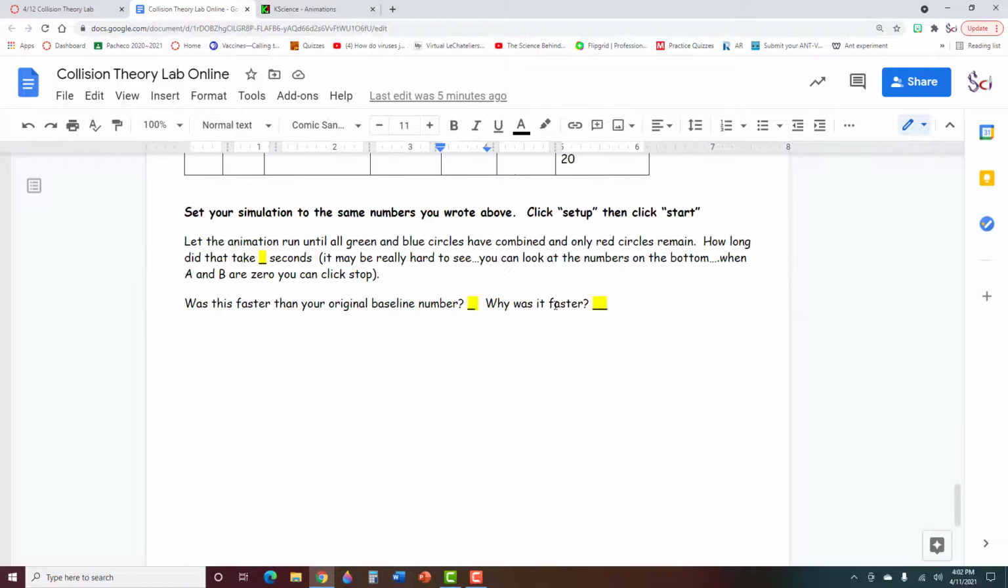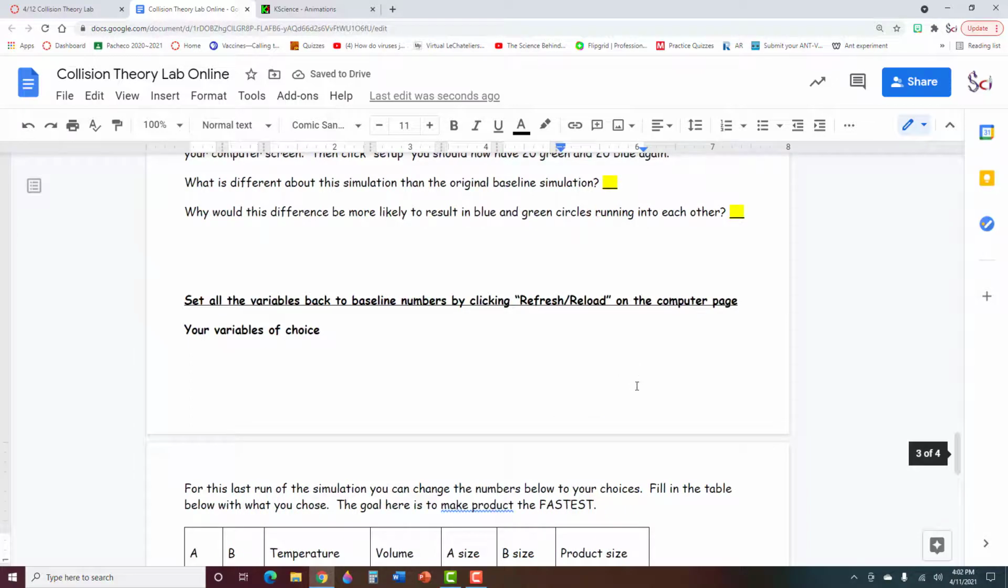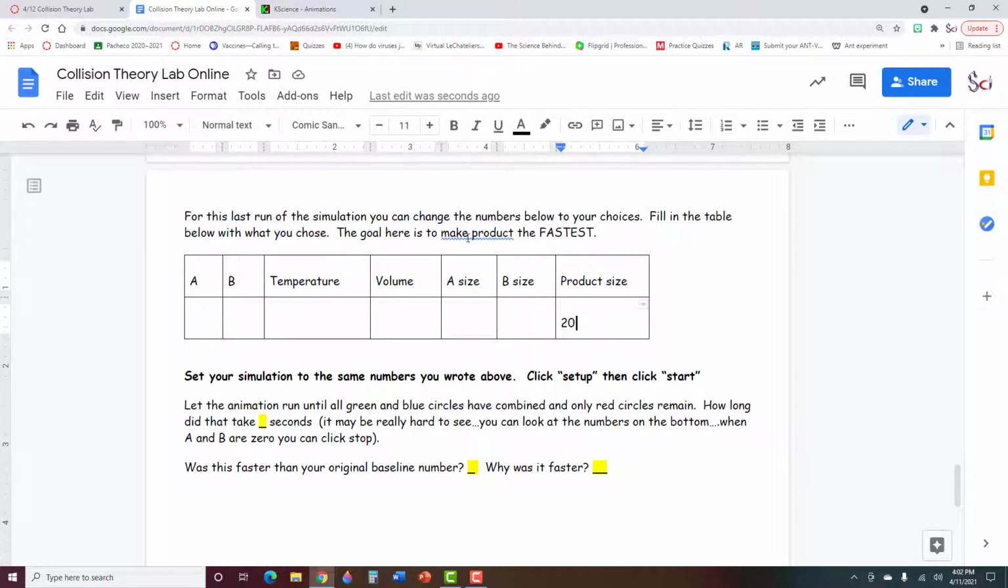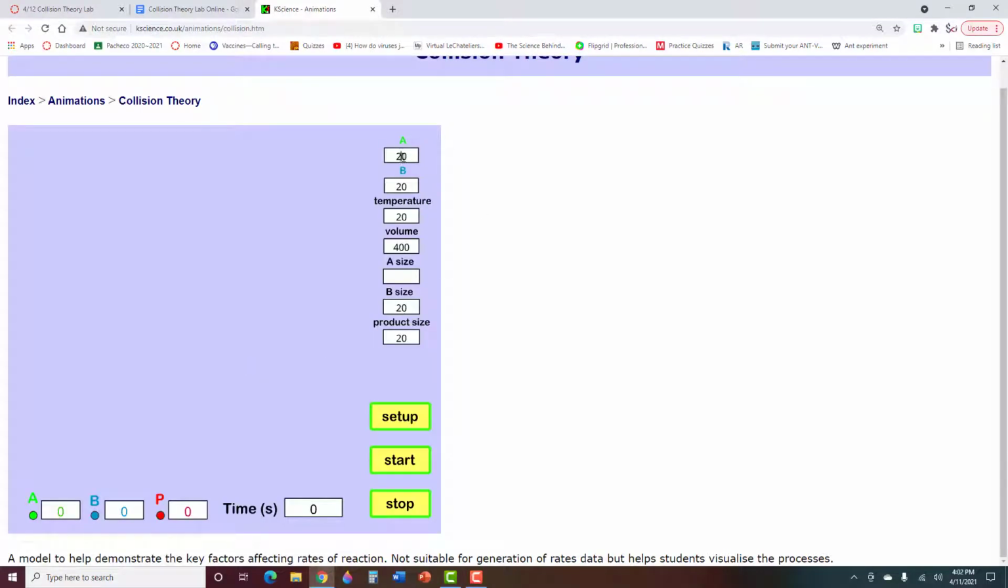So then for this last one, you can pick a variable of your choice, and actually we're going to change all of the variables to try and make the reaction the fastest. So what do we want to do to each kind of variable to make this go quicker? So for A, does it have any limits here? No. Okay. So what I want to do is I want to reload this, and I want to change all the things. So I want more A, more B. That increases the concentration. So let's make these both equal to 80 like we did before.